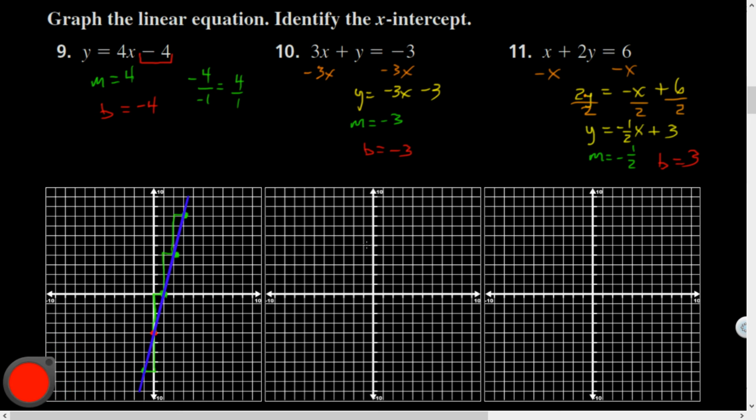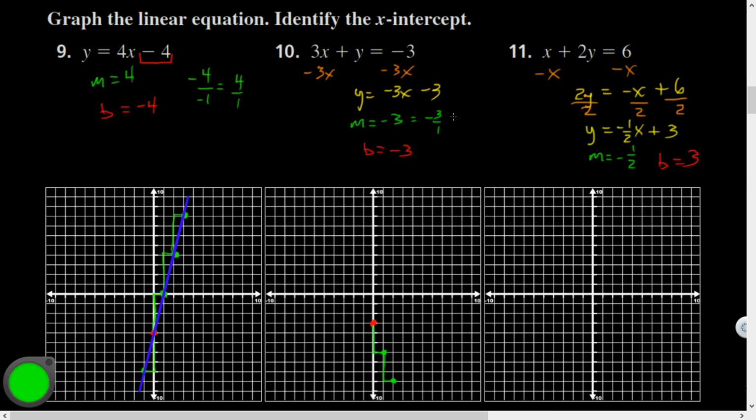Find the b. b is -3. So from the origin, y-intercept is -3, down 3. 1, 2, 3. There we go. Now the slope is -3. So from the beginning, I'm going to go down 3 and over 1. Right? Rise over run. Down 3 and over 1. Okay? Down 3 and over 1.